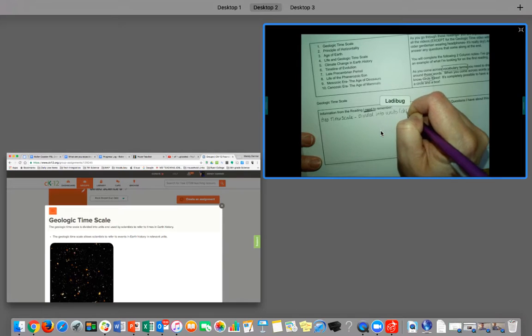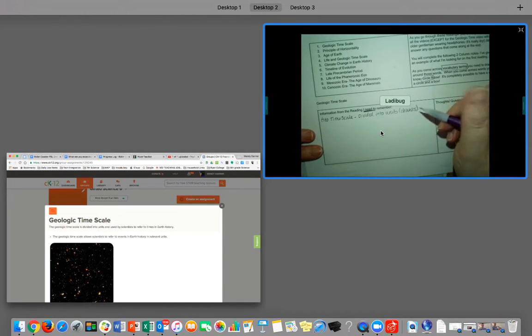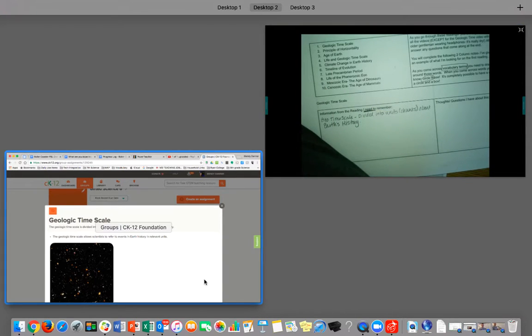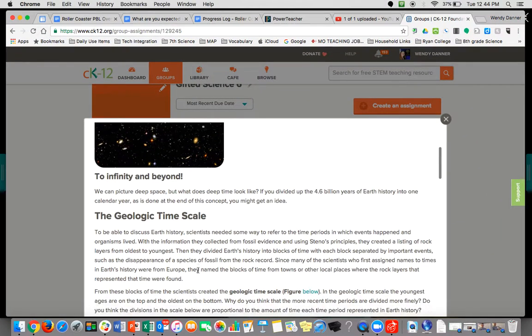I'm also going to put parentheses chunks because that makes more sense to me. It's divided into time chunks about Earth's history. Okay, so I'm going to make this bigger.